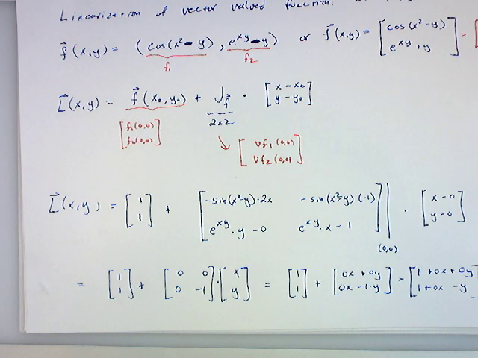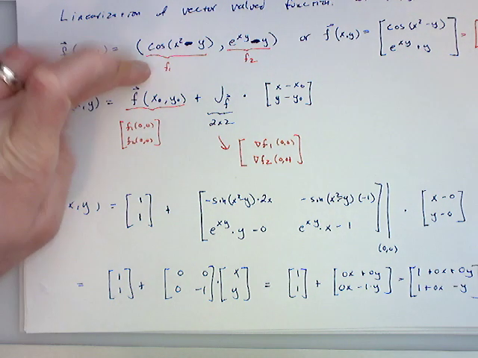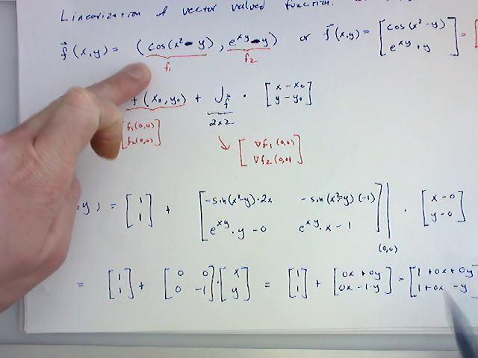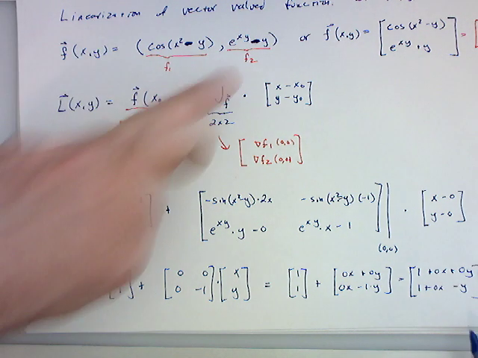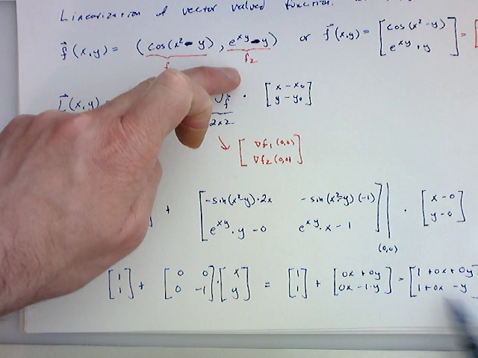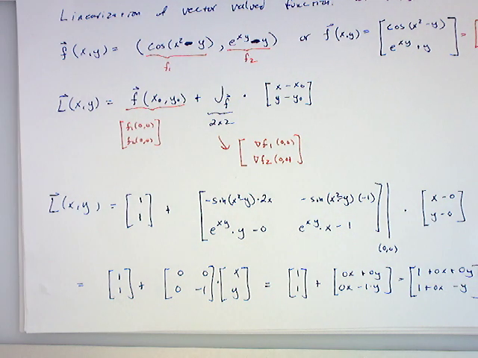So not very interesting. The linearization of the first part of the vector value function is just 1. The linearization of the second part of the vector value function is 1 minus y. So that's how you do a problem like this. I hope that helps clarify things a little bit.